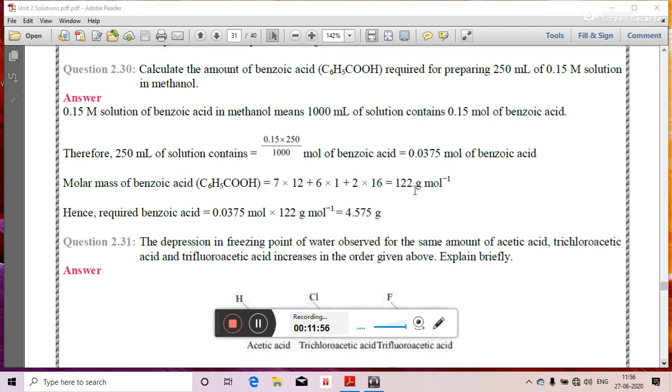Now the molar mass of benzoic acid is 122 gram per mole. Hence the mass of benzoic acid will be the number of moles multiplied by the molar mass. So that is equal to 0.0375 moles multiplied by 122 gram per mole, which is equal to 4.575 gram.